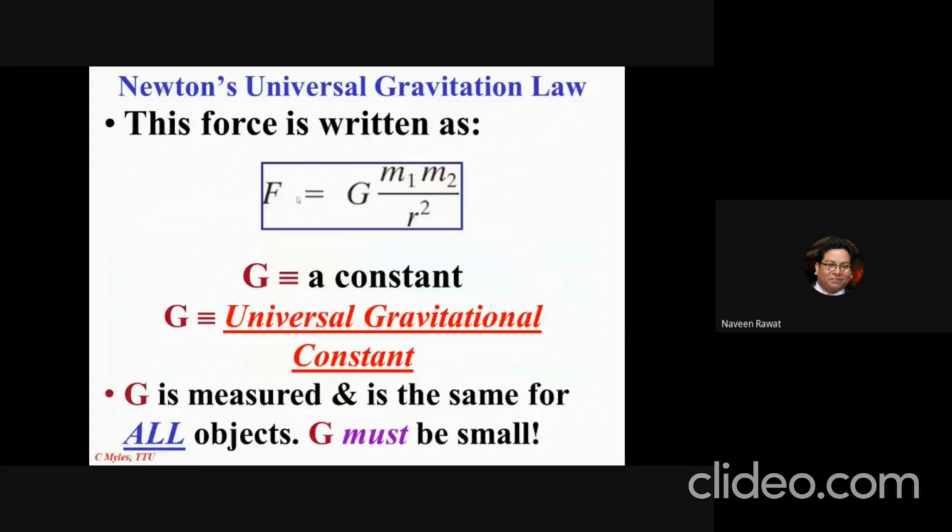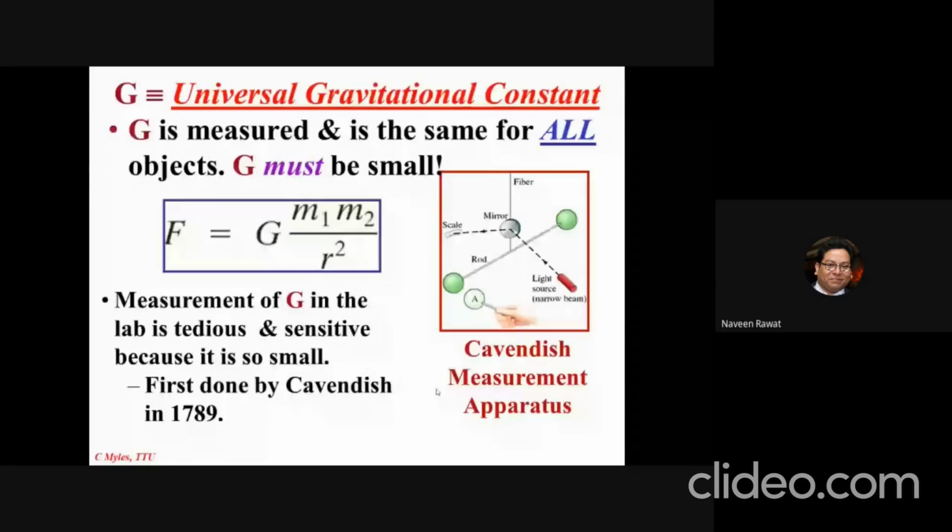And this proportionality constant, we write it as this capital G. This capital G is known as the universal gravitational constant. Of course we can measure G, and what we have found is that this G is the same for all the objects. It is a very, very small number. One way to calculate this constant of proportionality is by using this Cavendish measurement.